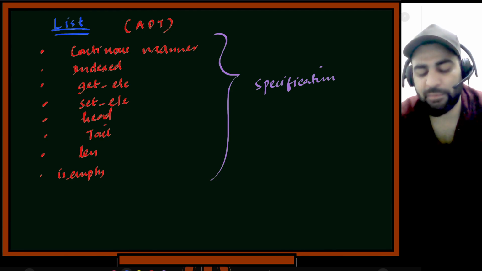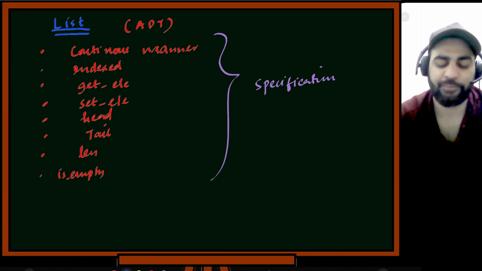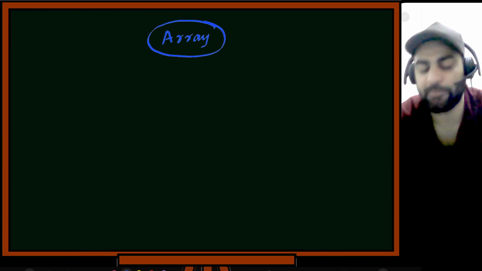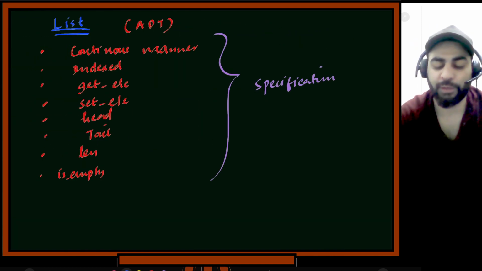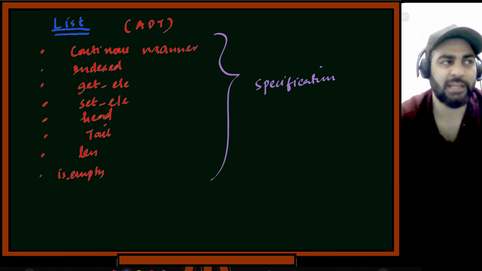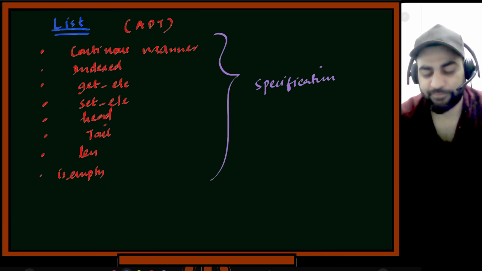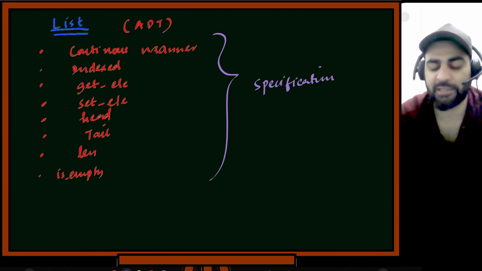So the implementation of list, one of the implementations, is array. The first implementation is array. This is the first implementation of the list. So list is our blueprint. This is our map, or this is our sketch. From this, we want to implement it in the real world and see. So the first implementation I'm telling you is array.